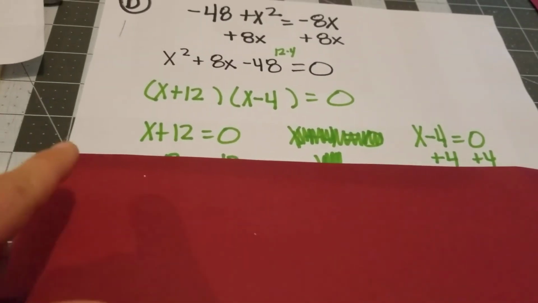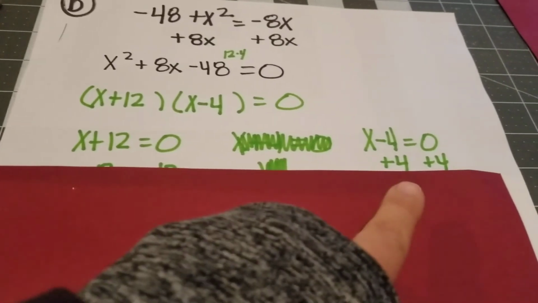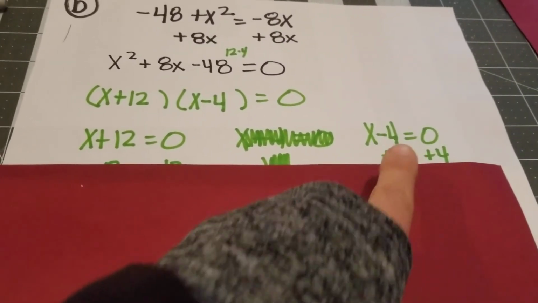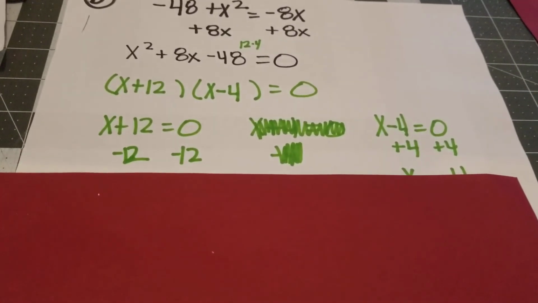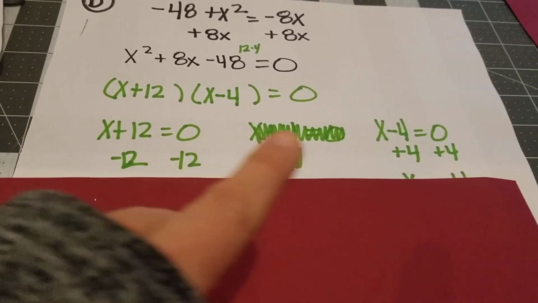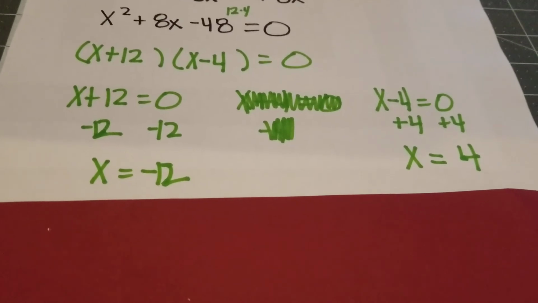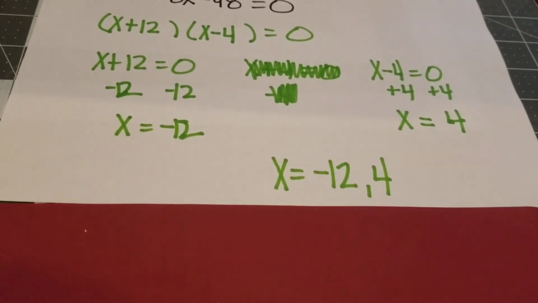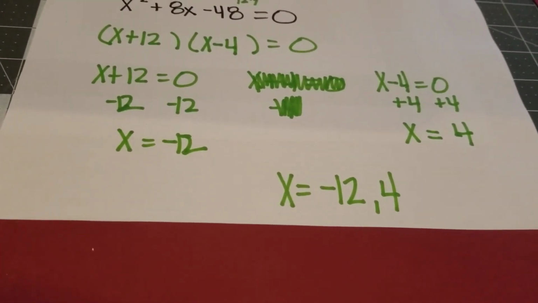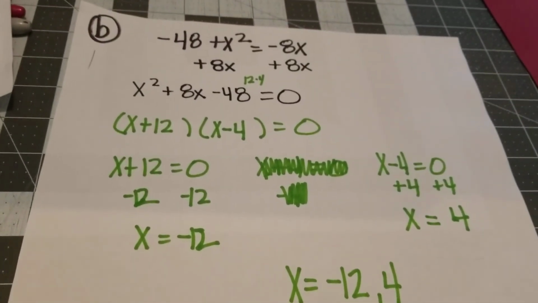So then I need to set each one of these terms equal to 0. Okay? So x plus 12 is equal to 0, and x minus 4 is equal to 0. I go ahead and solve. Subtract the 12 from both sides, add a 4 to both sides. X is equal to negative 12, x is equal to positive 4. X is equal to negative 12 and positive 4. And that's the whole problem.